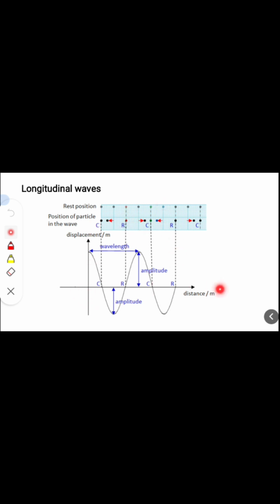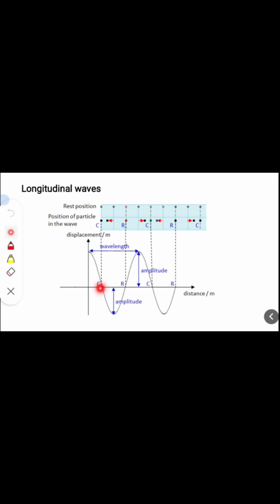So here a displacement-distance graph is given. The point where the compression is occurring is at a position where the particle has no displacement at all, right? Because the other particles are coming towards that point, creating a compression, and a rarefaction on the other side. So the positions where the compressions and rarefactions happen have zero displacement. At those points the displacement would be zero.